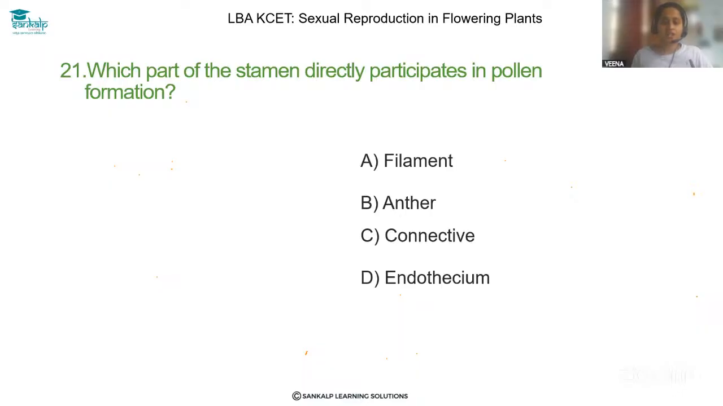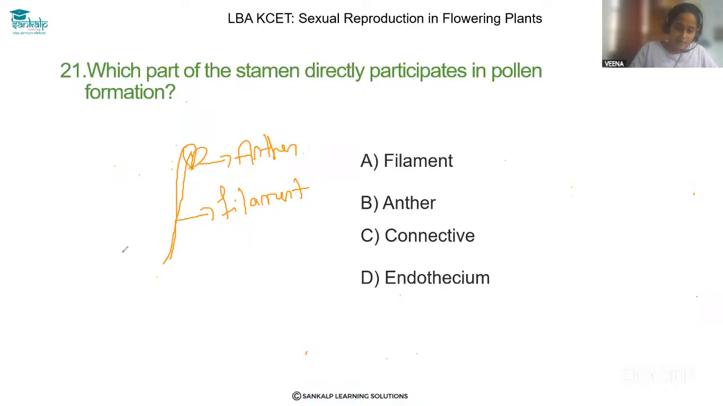Which part of the stamen directly participates in pollen formation? Dear children, the stamen is the male reproductive structure of the flower. It contains two main parts. This is called the filament, and this is called the anther.